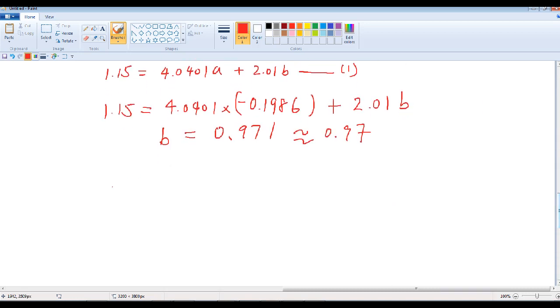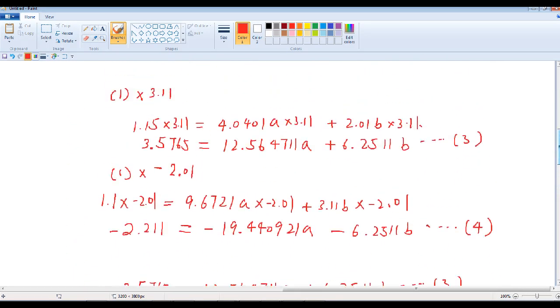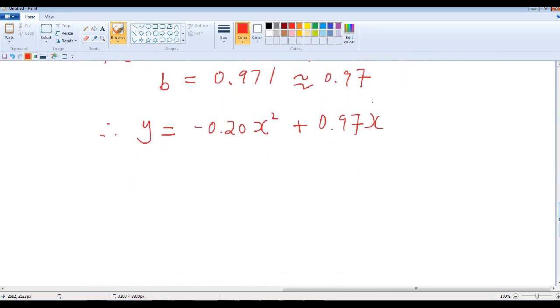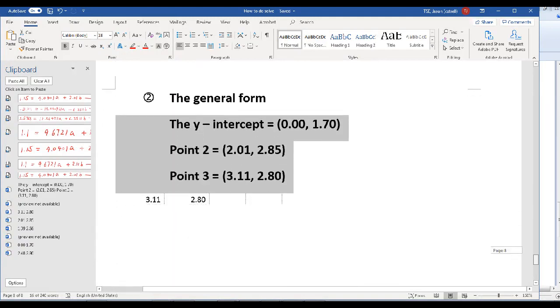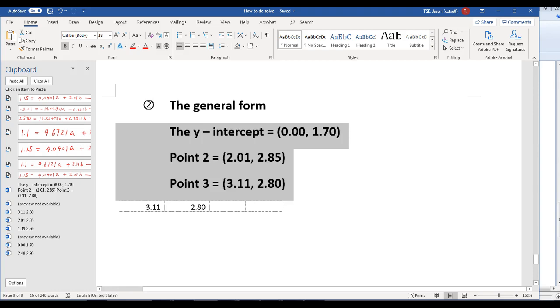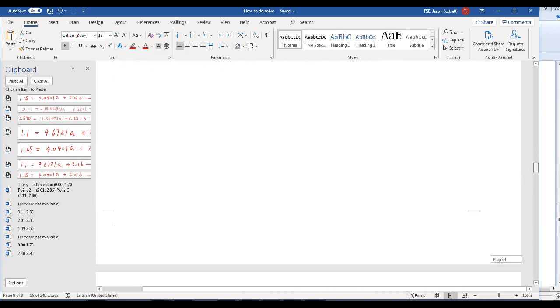So we've got our general form. a is minus 0.20, x squared, b is plus 0.97x, and there's c. Still remember the c? Long time ago, 1.7. Do we still need to do the checking? Of course we should, because you can see how complicated the calculation is. And when you do the checking, don't use the points here. You want to use the points in the table.